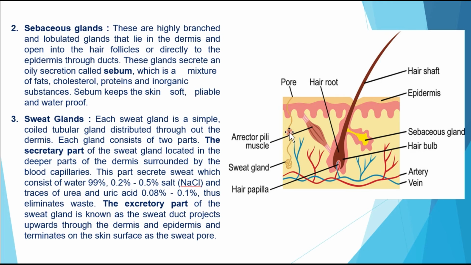So these are the compositions of sweat that I told you, which is secreted and excreted out through this pore that opens onto the surface of the skin, which is called the excretory part of the sweat gland. So the sweat duct projects upwards through the dermis and epidermis and terminates on the skin surface as the sweat pore. Now this is about the sweat glands.